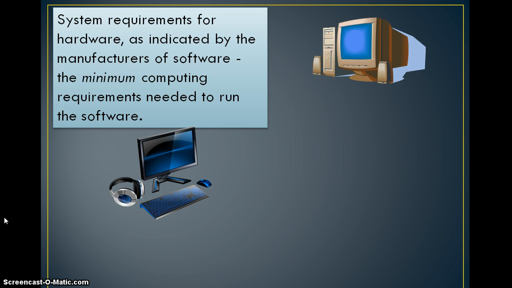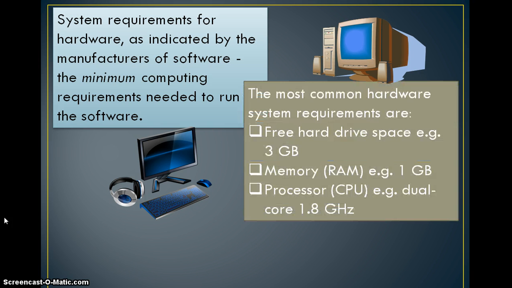The top three specifications that they normally talk about are the hard drive space. So you need to know how much space you need to store that program on your computer. You obviously need to know the memory that you need, the RAM that you need to run that program, and obviously the speed of your processor, if it is suitable to run that program.